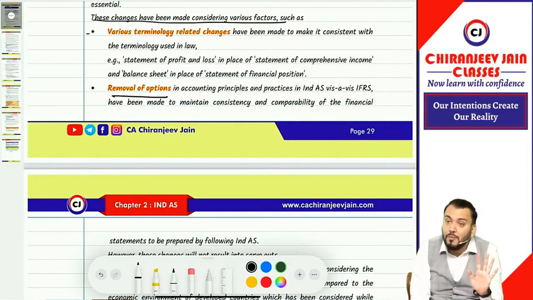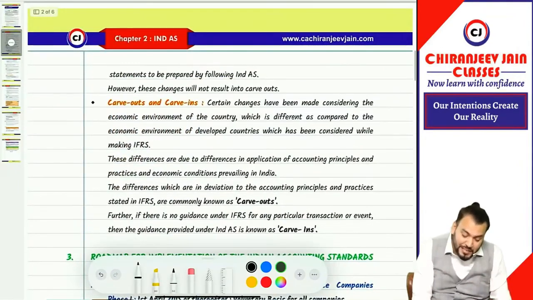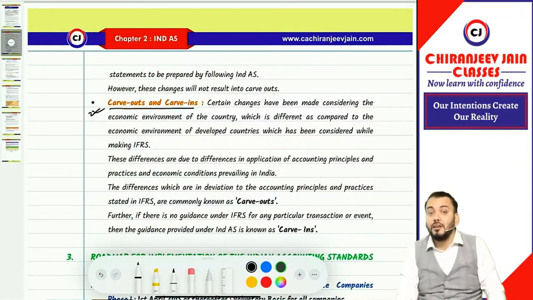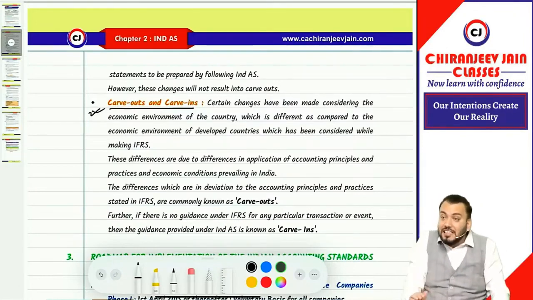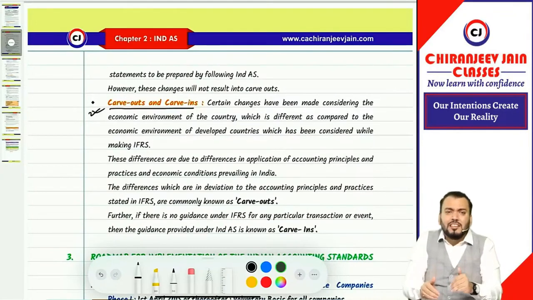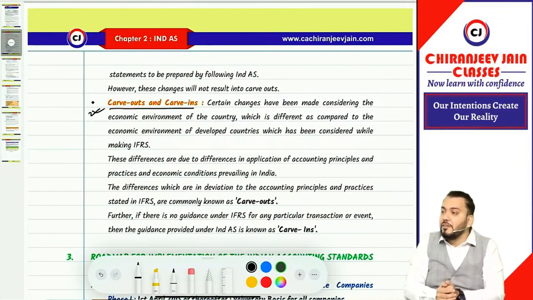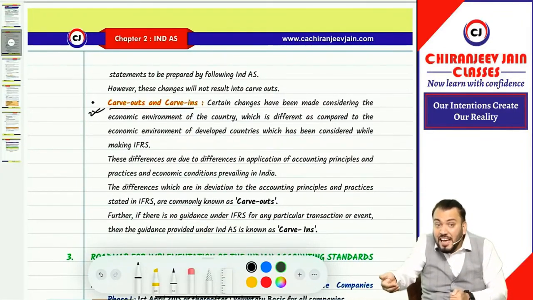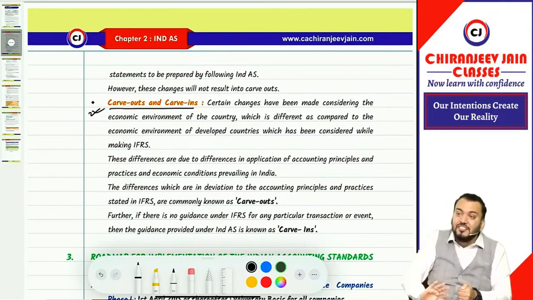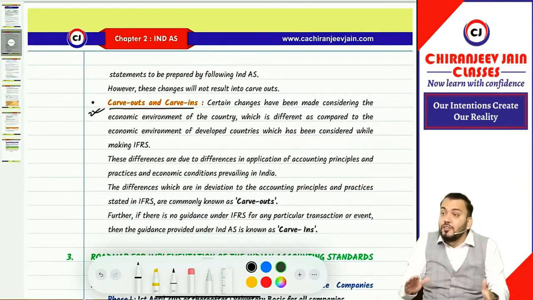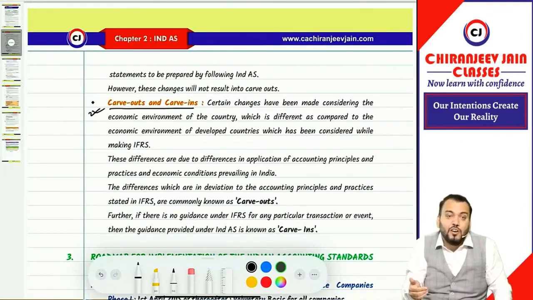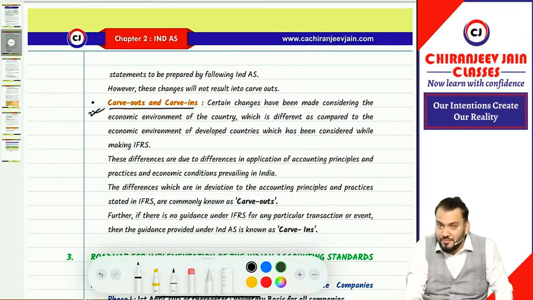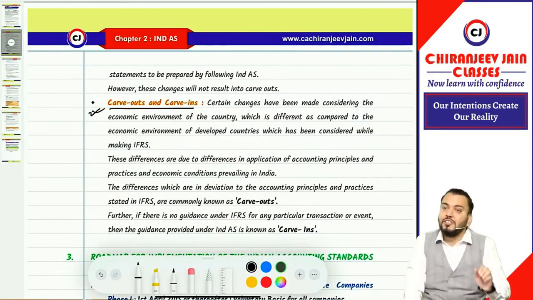The first was that various terminology has been changed. The second is removal of options. The third is known as carve out and carve in. This is actually the difference. So when I am saying carve out, it means some accounting treatment which is given under IFRS has been changed in India as per Indian economic conditions. That is known as carve out.